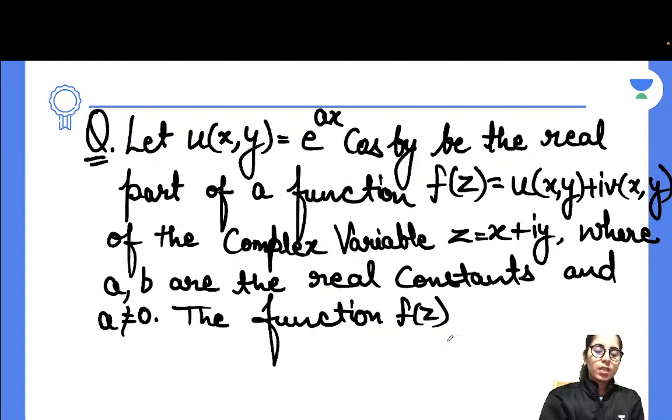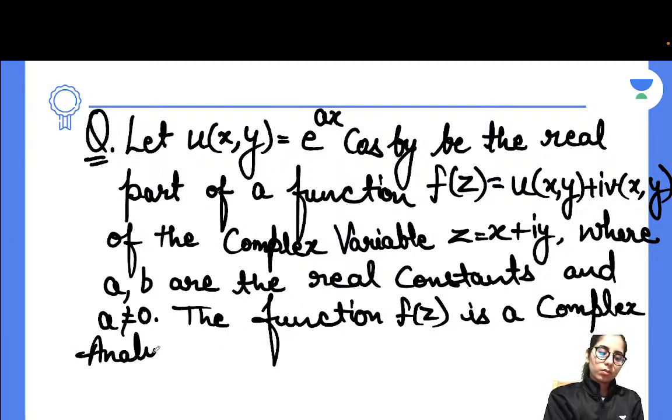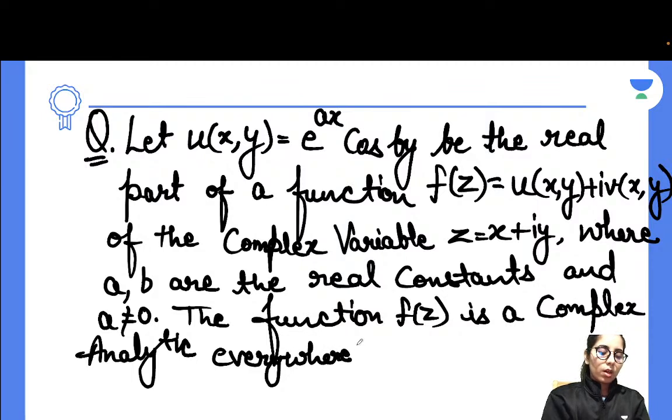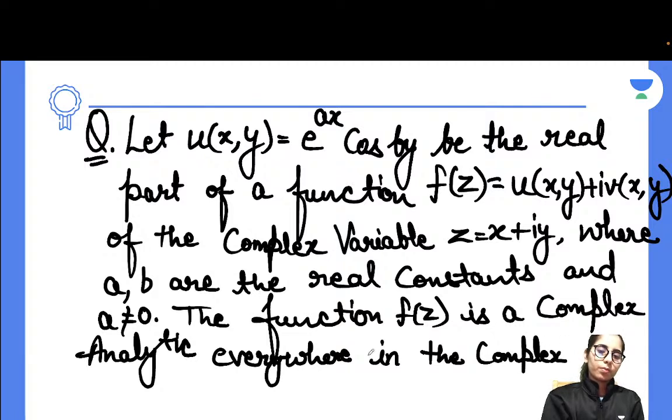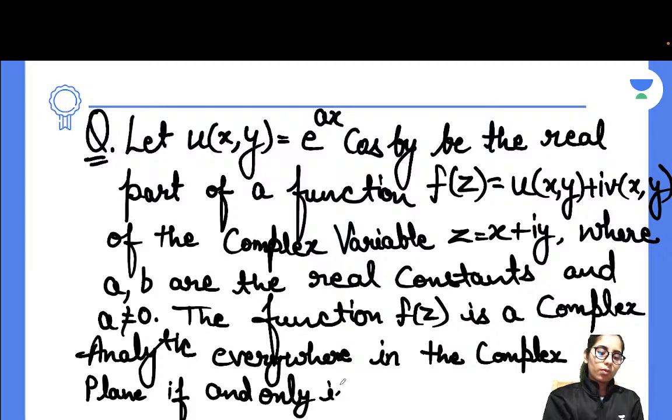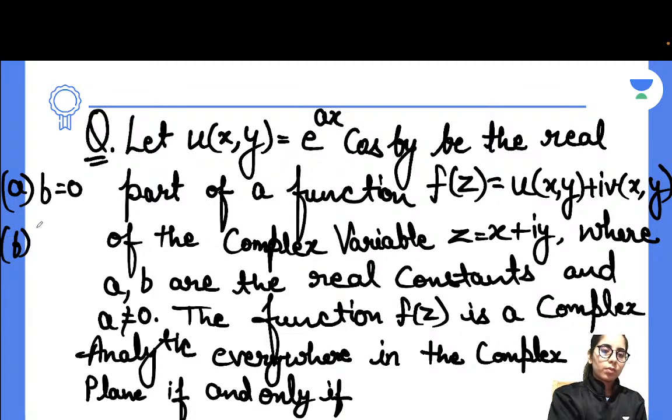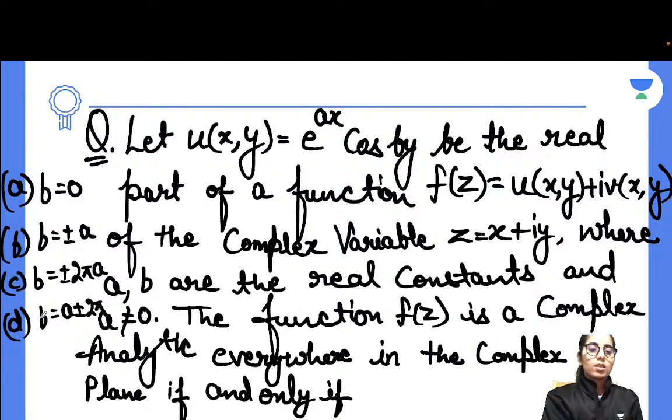The function f(z) is complex analytic everywhere in the complex plane if and only if the options are: A, b is equal to 0; B, b is equal to plus minus a; C, b is equal to plus minus 2 pi a; and D, b is equal to a plus minus 2 pi. Okay, this is how we will be considering it. I'm just going to write it here on the screen.